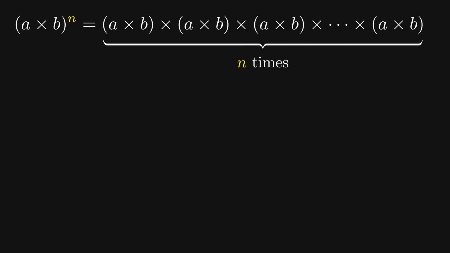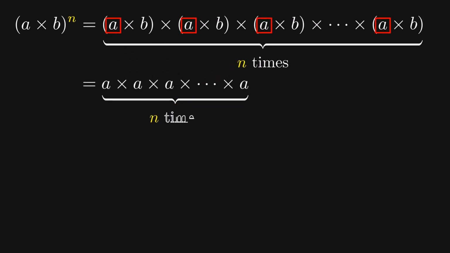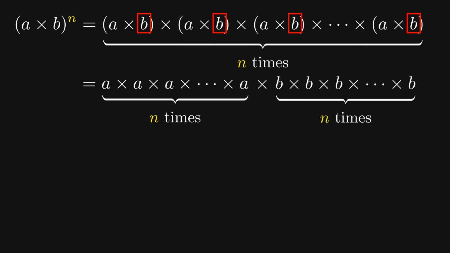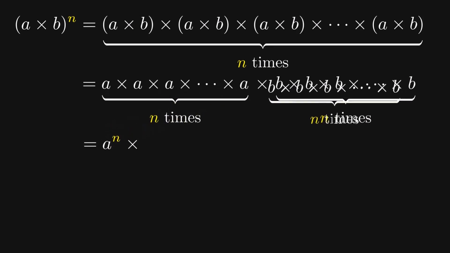Now notice that multiplication is associative, meaning we can regroup the terms without changing their value. So we can first multiply all the a's together, and then multiply all the b's together. Now, since we know that multiplying a number by itself multiple times follows the definition of indices, we can rewrite this as a to the power of n multiplied by b to the power of n, and that proves the power of a product law.